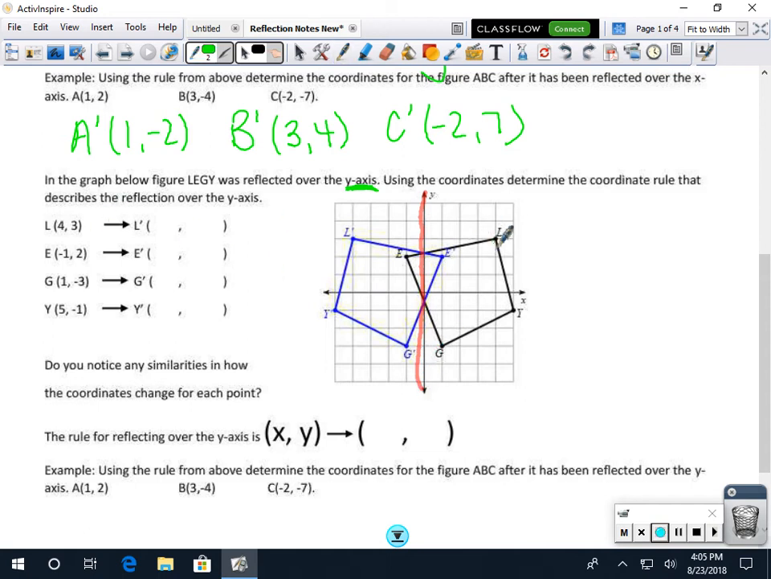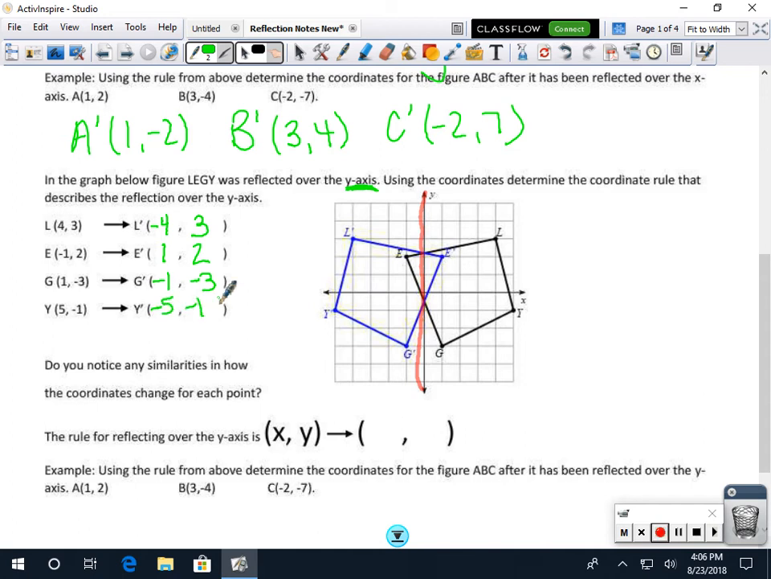If L is at the point 4, 3, L prime will be at the point negative 4, 3. E is at the point negative 1, 2, so E prime is at positive 1, 2. G is at 1, negative 3, so G prime is at negative 1, negative 3. And Y is at 5, negative 1, so Y prime would be at negative 5, negative 1.